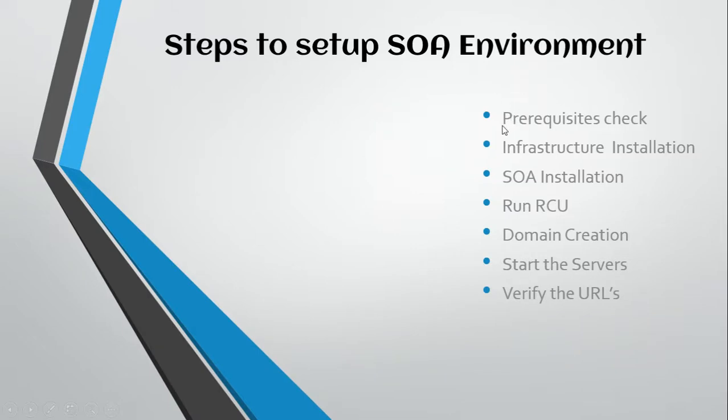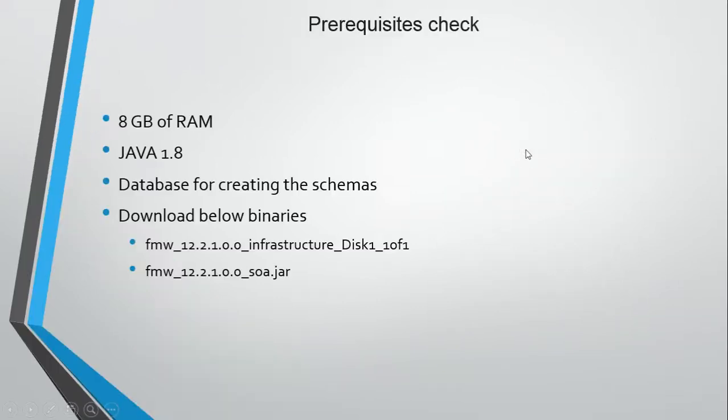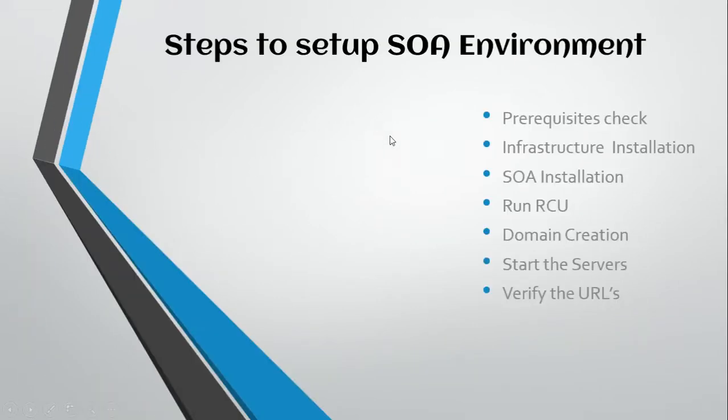To start with the SOA installation, you need to install the infrastructure, that is the WebLogic Server installation, or you can call it the middleware infrastructure. Then you have to install the SOA product, that is the service-oriented architecture product. After installing the infrastructure and the SOA product, you have to run the RCU, that is the Repository Creation Utility. This will create the schemas on your database. These schemas are required to run the SOA product.